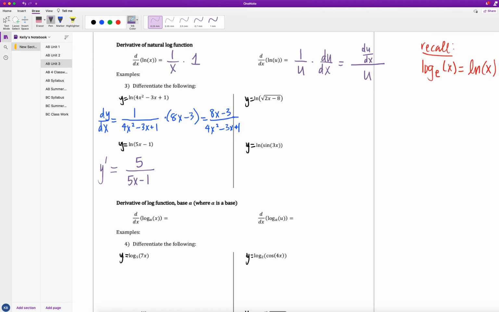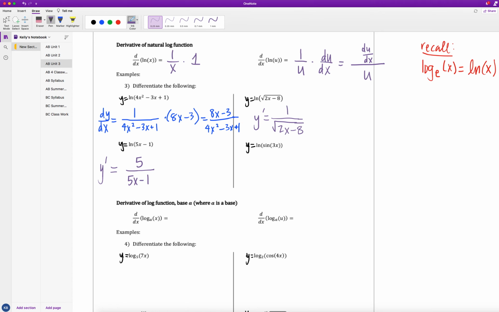Okay, let's look at example C. So here we have the natural log of the square root of 2x minus 8. This one's going to get a little bit more complicated, and we're going to actually have a double chain rule here that we're going to look at. So my outermost function here is the natural log. To take the derivative of the natural log, it is 1 over the stuff inside. So that square root of 2x minus 8.